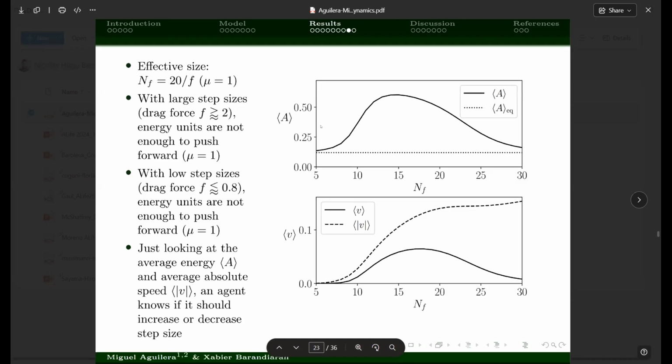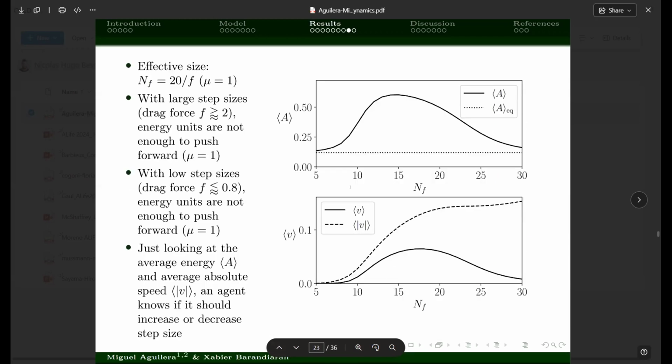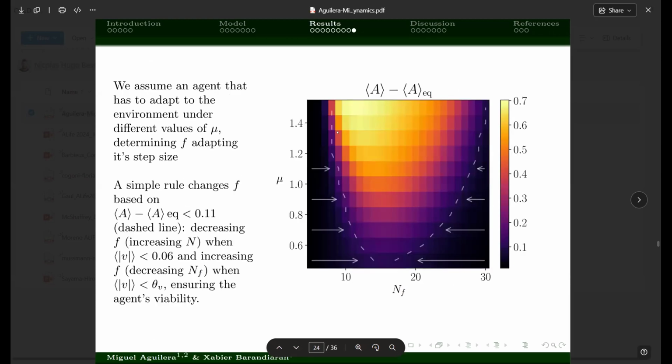Allowing this, we see that if I take steps that are too large or too small, it's very difficult to survive. Most of the agents die. But in the middle, there is an area in which the agent is successful. And just by looking at my energy level and the average absolute speed, I can know if I'm in this area or this area and modify my behavior to be more effective. Using this very simple rule, with two thresholds, looking at my energy levels and my absolute speed, I can design a rule that brings any agent back into this viable zone, where the out of equilibrium states can be maintained and sustained for a long time.